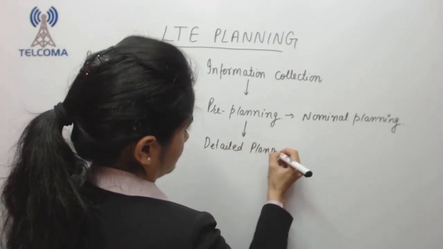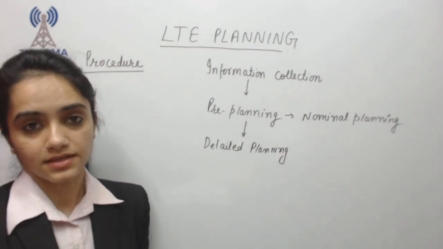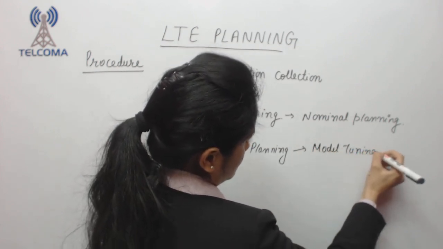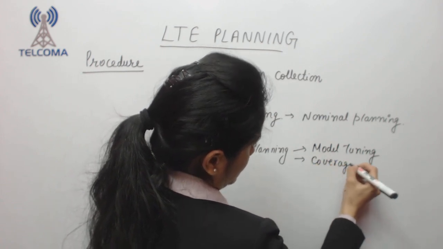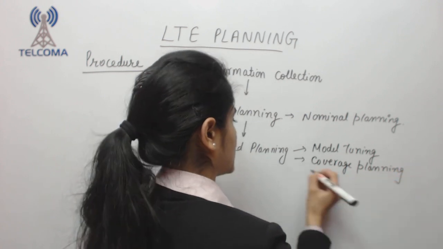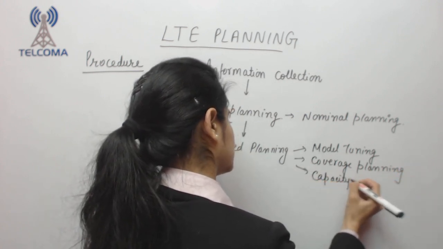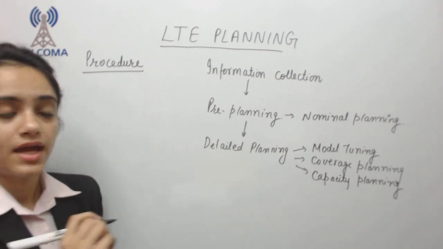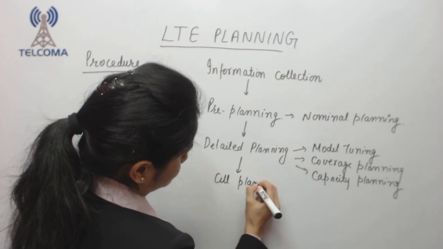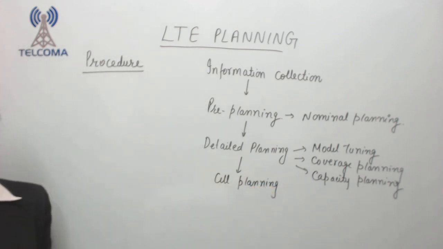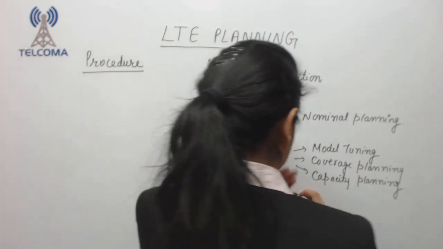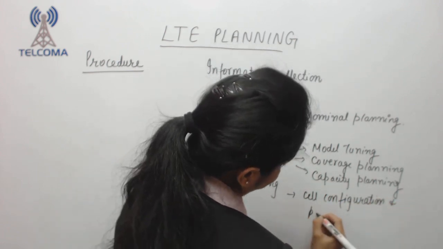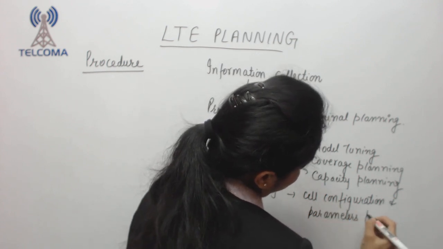After pre-planning, we have detailed planning. In detailed planning, we have model tuning, coverage planning, and capacity planning. Coverage planning and capacity planning are what we need to perform in detailed planning. After that, we have cell planning, in which we do cell configuration and parameter planning.